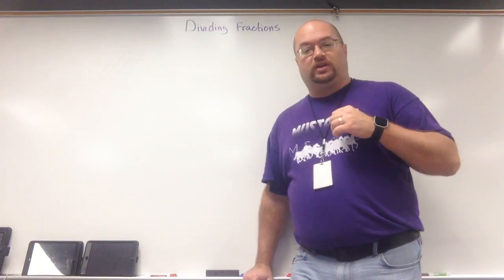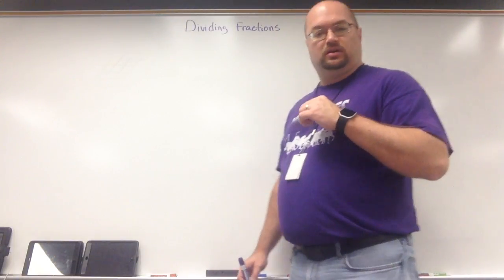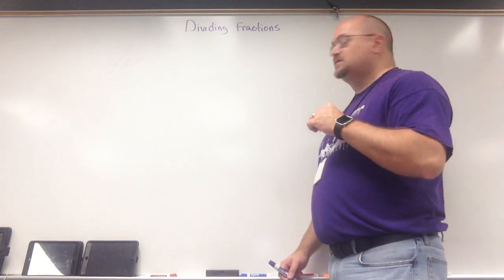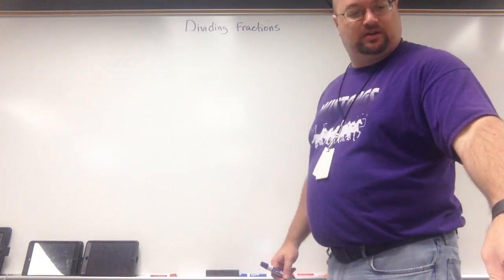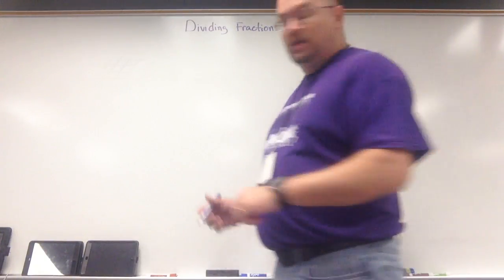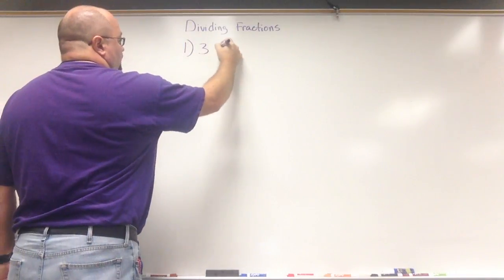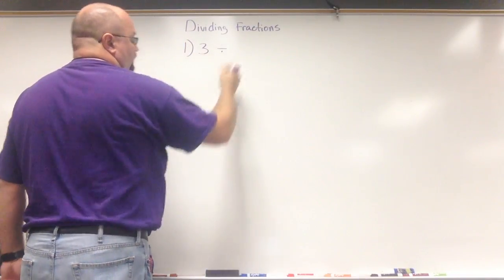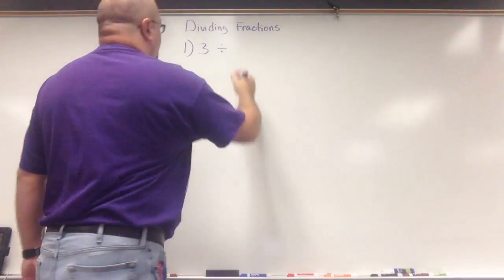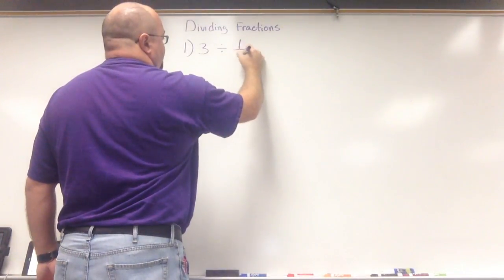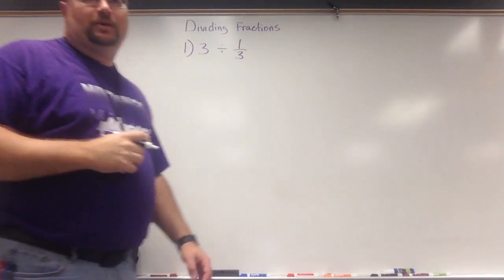Okay, so here's what we are looking at. All right, so we're going to start with number 1 on the companion assignment, and number 1 is 3 divided by 1/3. So 3 divided by 1/3.